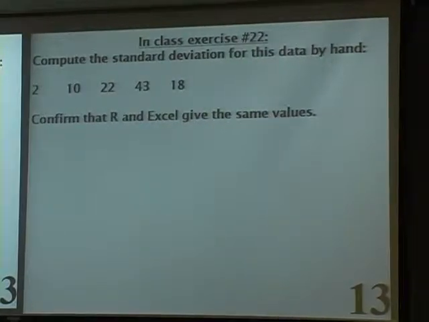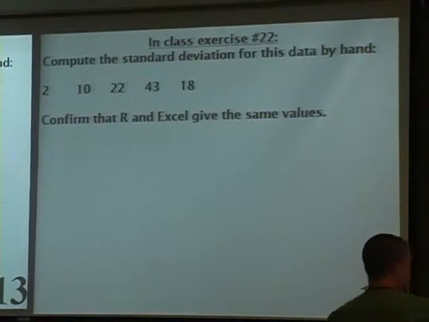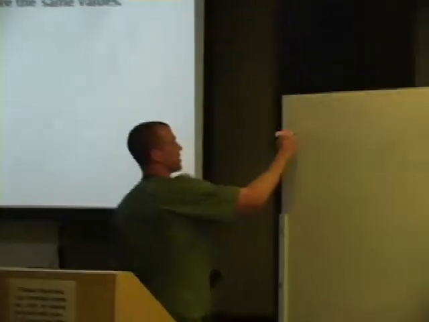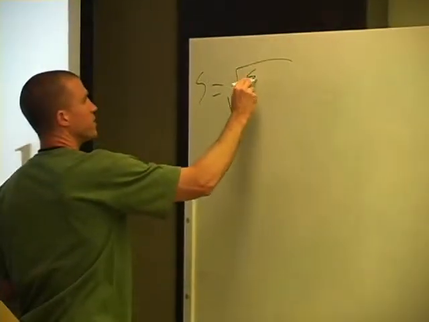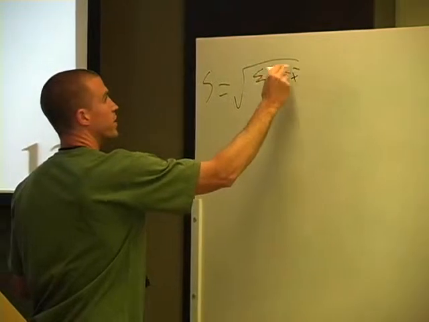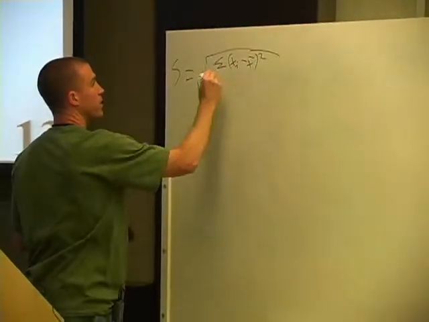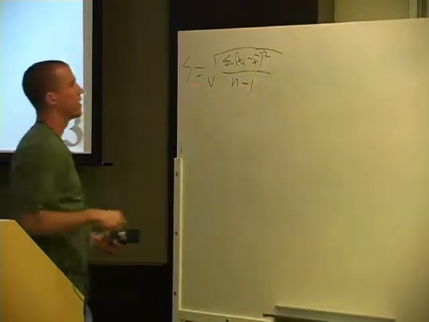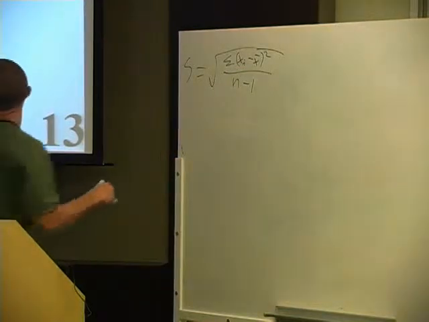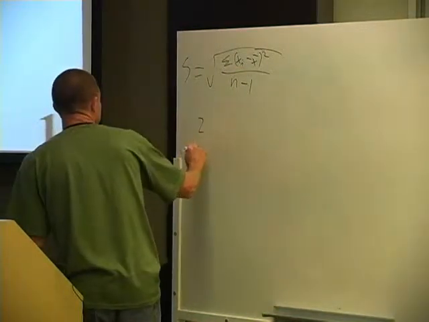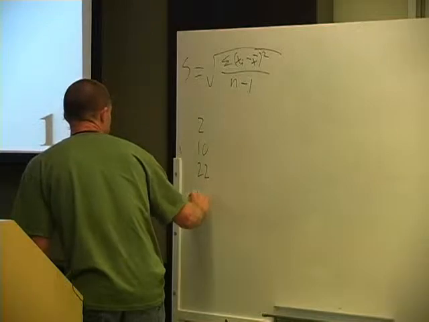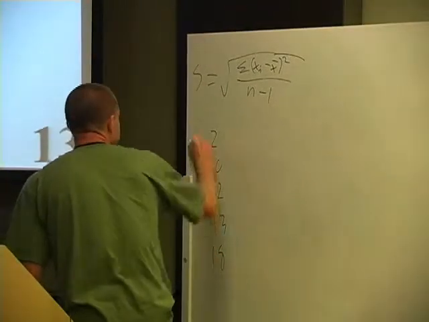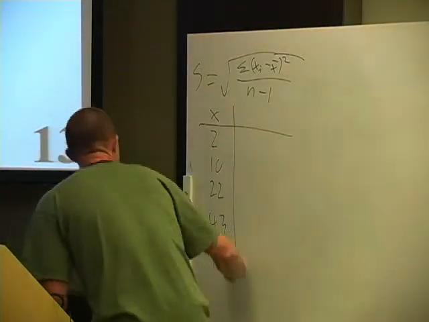It just says compute the standard deviation for these numbers. So for the standard deviation, you take each number, subtract the mean, square it, add it up, divide by n minus 1, and take the square root. So these would be 2, 10, 22, 43, 18. Those are your x's, those are your numbers.